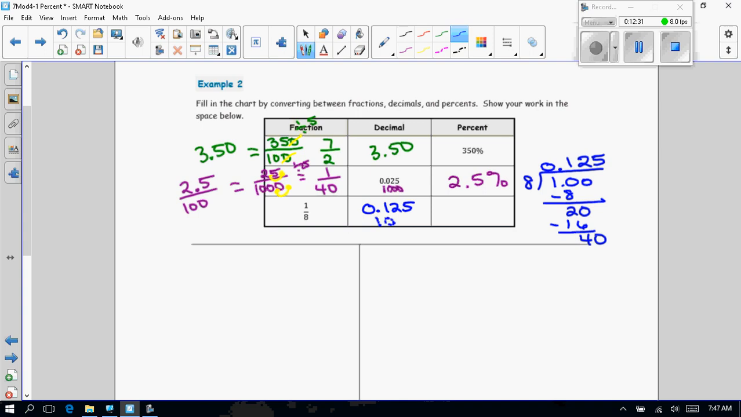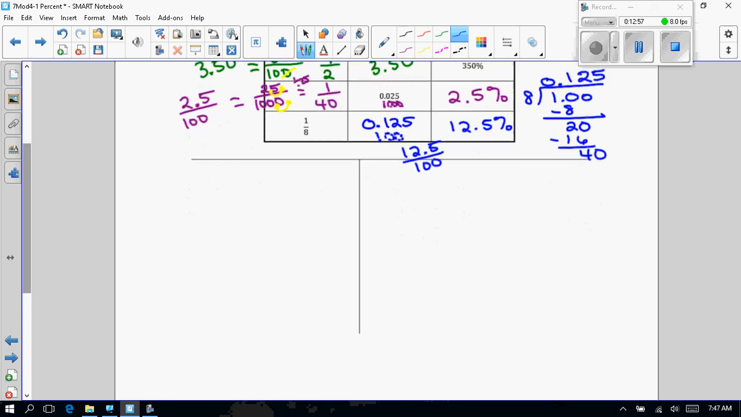Okay? Well, what I could do is I could put the invisible 1. I'm actually only going to fill this in to the 100 spots because that 5 kind of falls off the back, right? Which means this is really 12.5 over 100. Well, what does over 100 mean? It means percent. So this is really 12.5%.